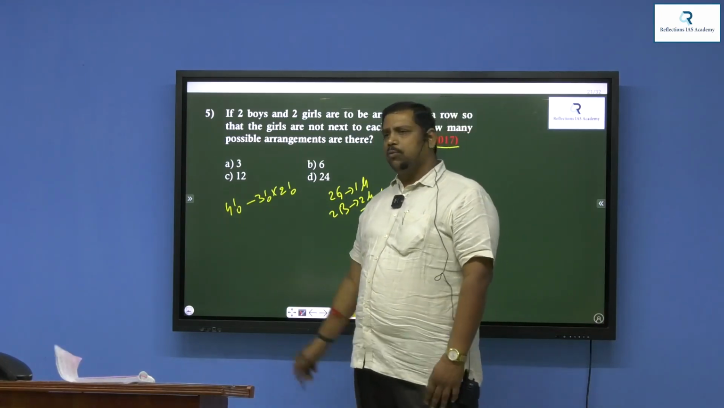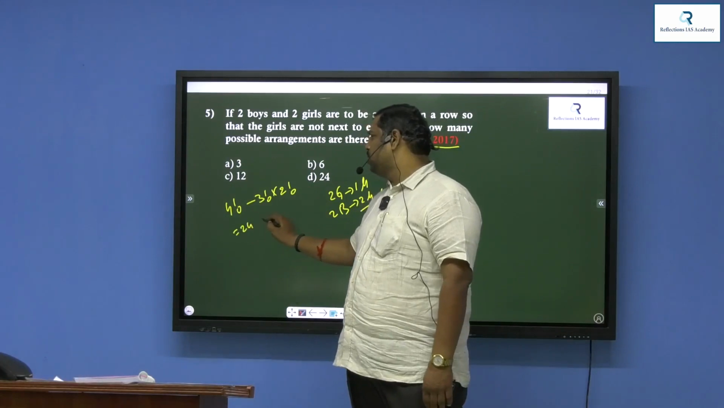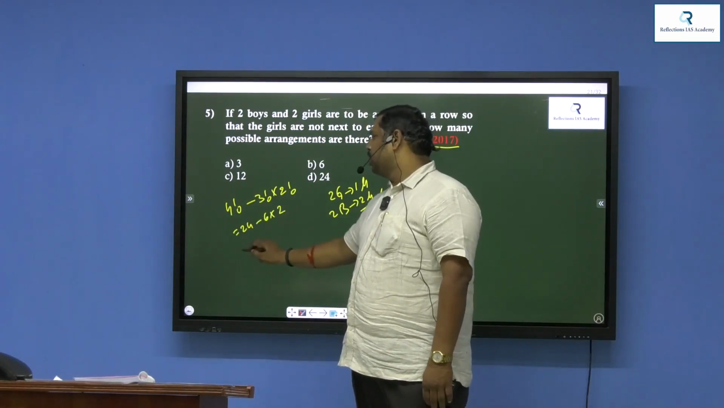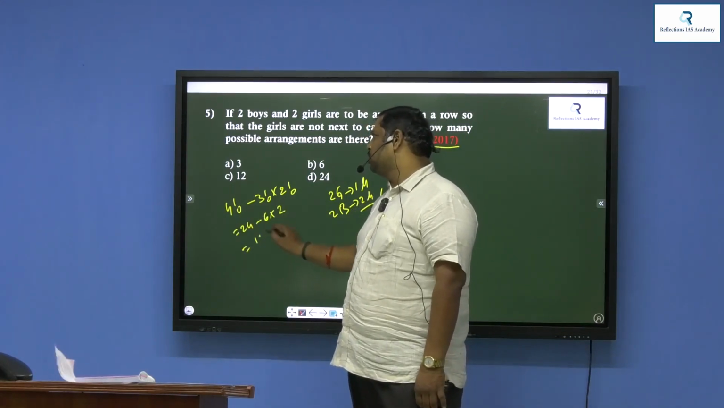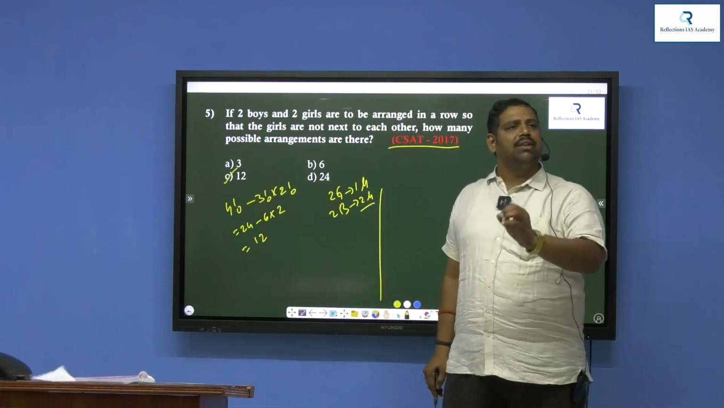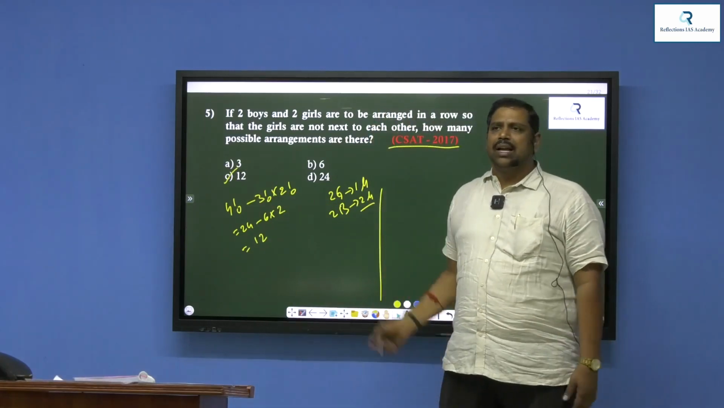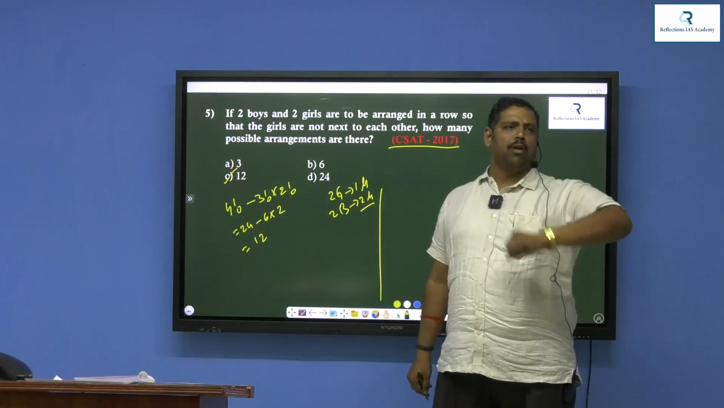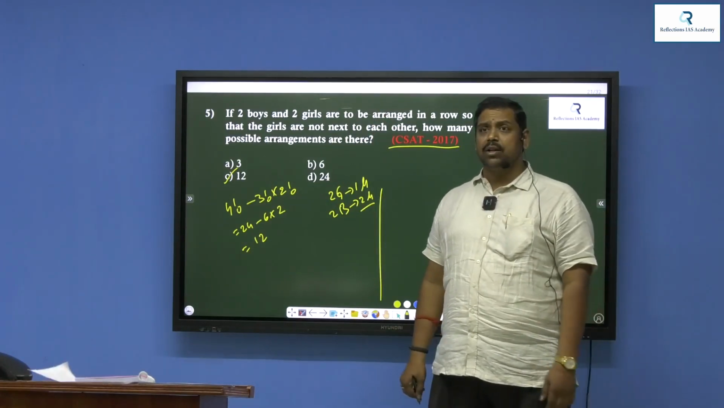Yes or no? 4 factorial is how much? 24. 3 factorial is 6 into 2. 24 minus 12 is equal to how much? 12. So answer is C. This is one way of doing the problem. In this methodology, there is one small problem. Shall we see an example for that?